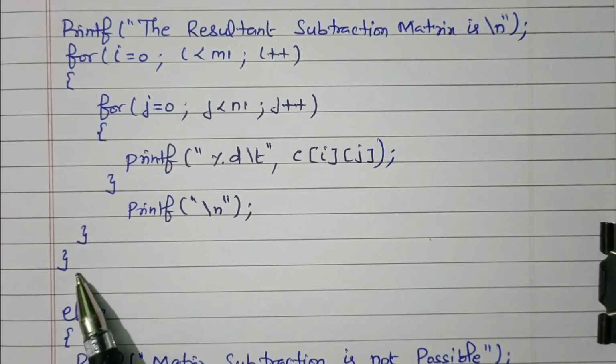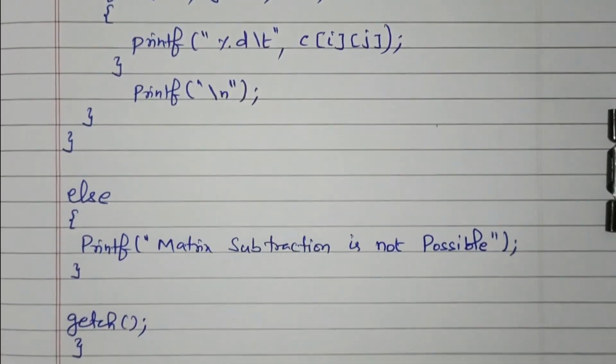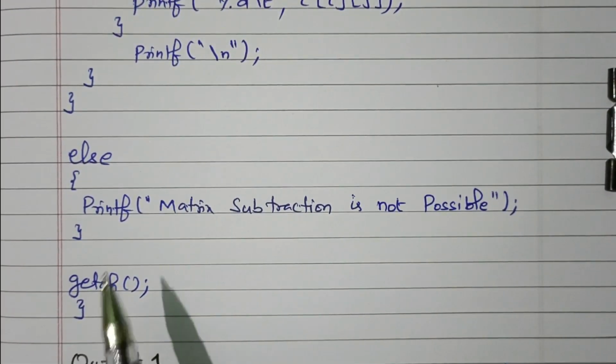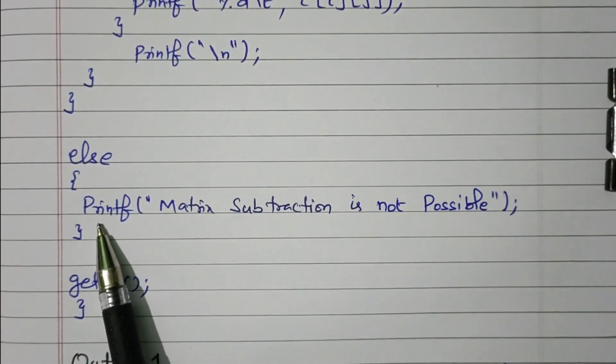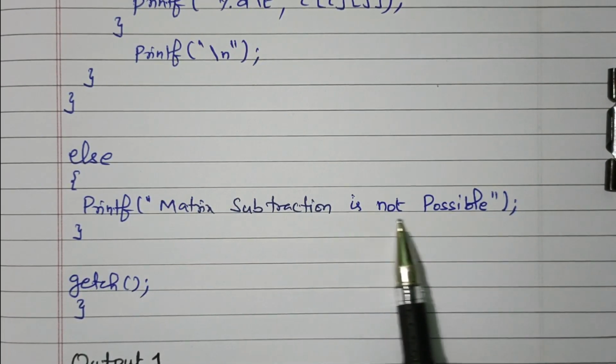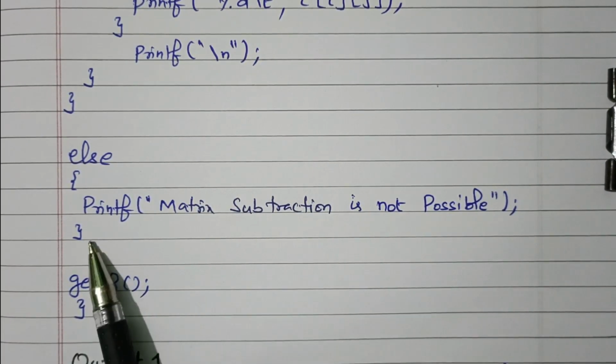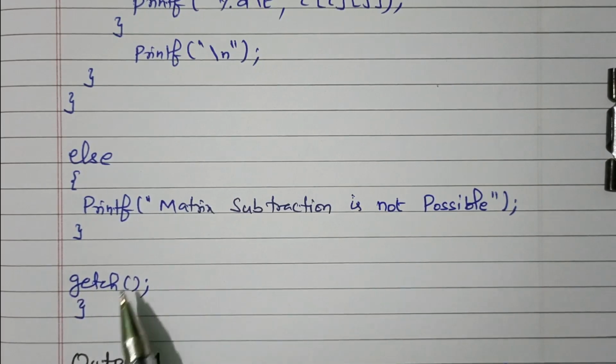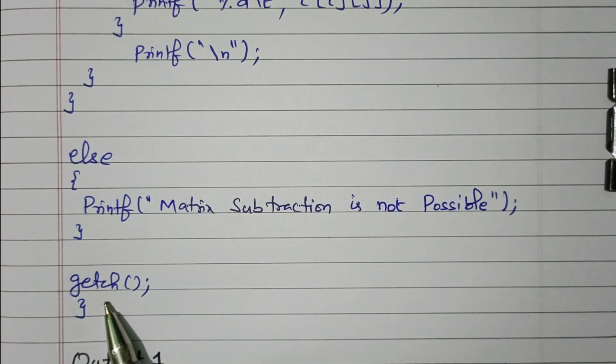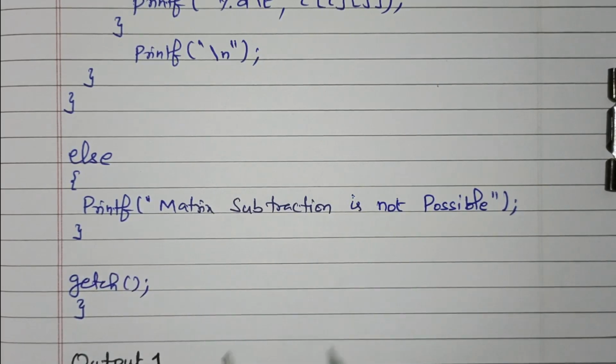This is for the if condition. If the condition is satisfied, only then do we open the brace. Here it is closed. Suppose it is else, the condition is not correct. What happened? We need to print the message: printf of matrix subtraction is not possible. Then close the brace and getch and close the program. getch is used to get the character. Until then we can see the output of the program, right? So matrix subtraction not possible, we closed.